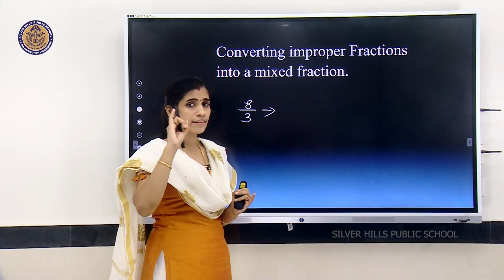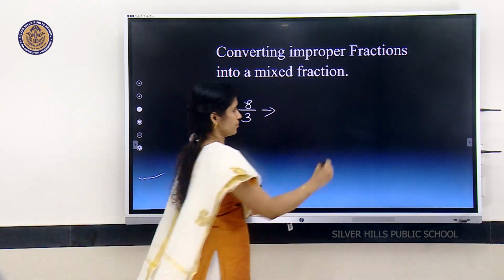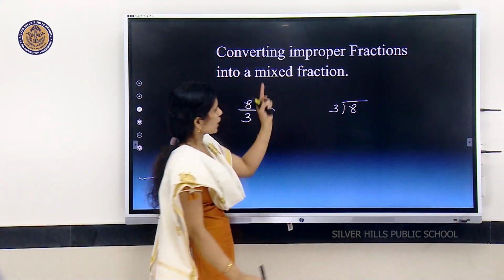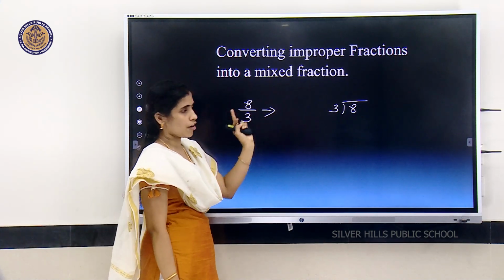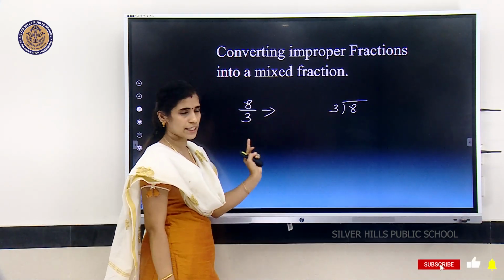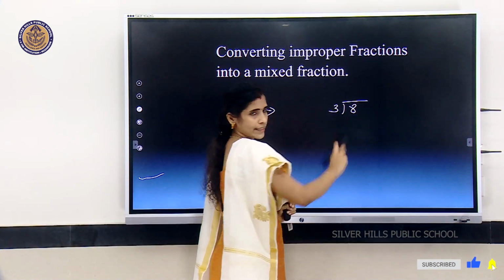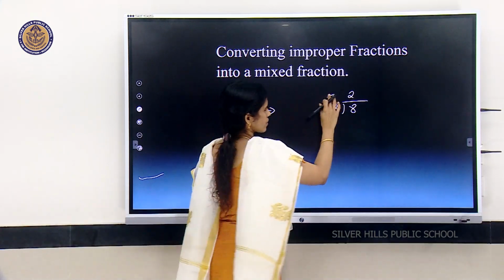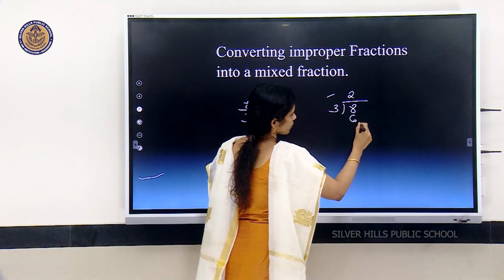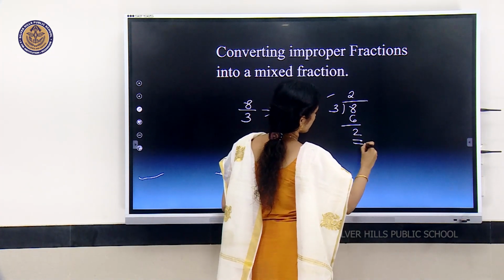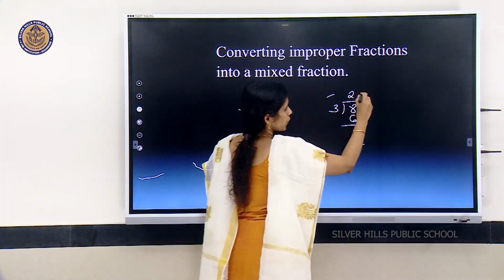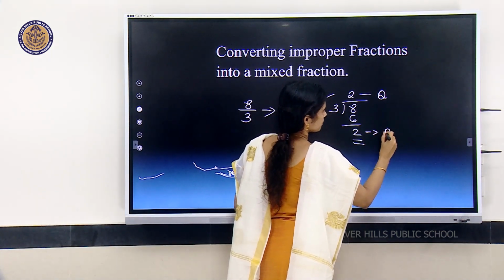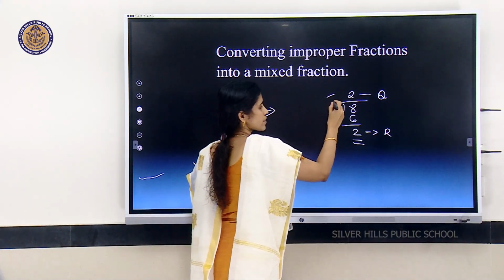For converting an improper fraction into a mixed fraction, first we divide the numerator by the denominator, that is 8 by 3. How many times will 3 go in 8? 2 threes are 6. So here 2 is the quotient and this 2 is the remainder. And here 3 is the divisor.